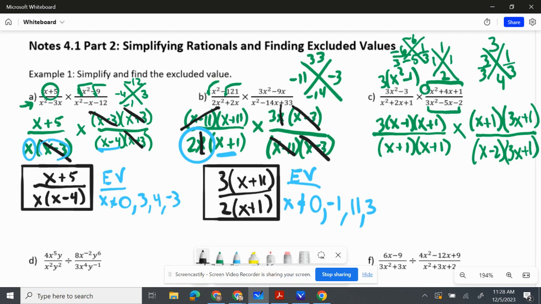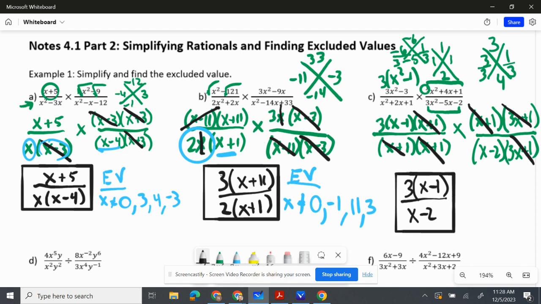Now for the fun part, we get to cancel. So the x plus 1's cancel, the 3x plus 1's cancel, and the x plus 1's cancel. So what we have is a 3 and an x minus 1 over an x minus 2.